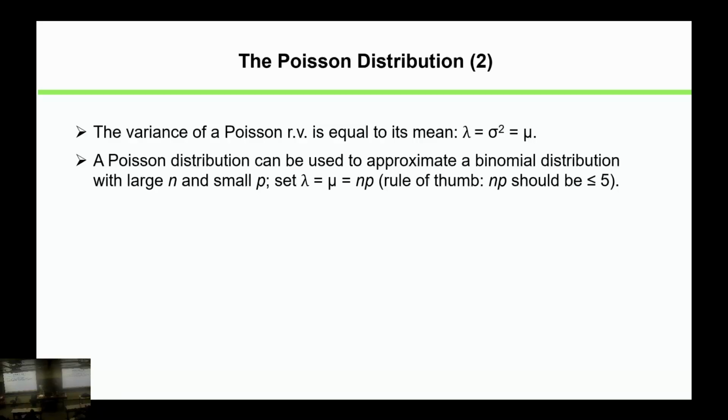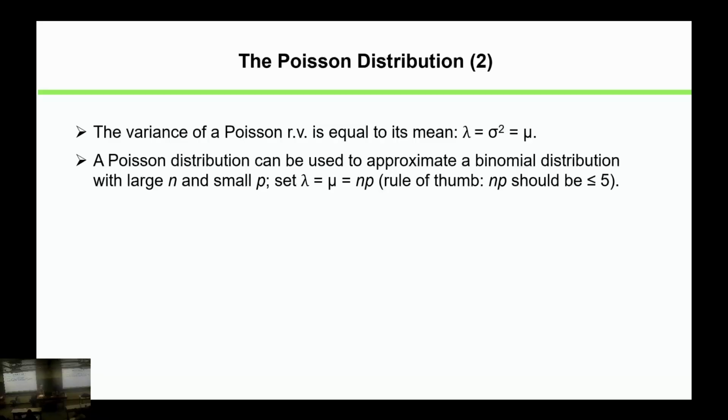And as Professor Nika has already been working on, if you noticed his equation for the Poisson, where I have lambda, he had NP in there. What he has used is that a Poisson distribution can be used to approximate a binomial distribution with large N and small p. And the way we do that is we set lambda equal to the mean, which for a binomial distribution is N times P. And a general rule of thumb is that your NP is going to be less than or equal to 5. Okay? It's, again, a rule of thumb.